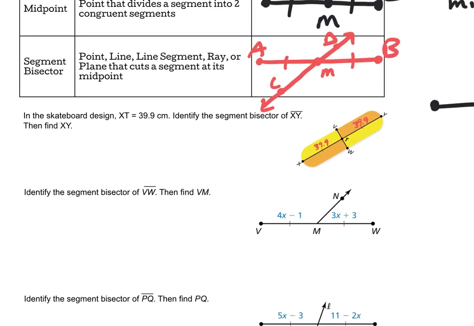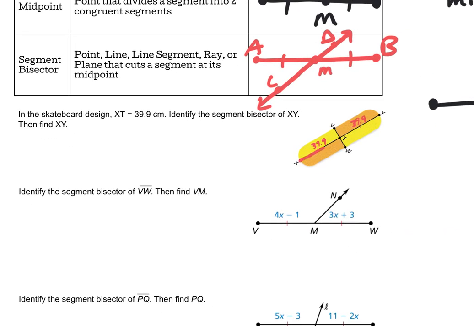Okay, and so XY over here is that whole segment. Well, what would I need to do to find that whole segment? Add them up. Yep. So we could either go 39.9 plus 39.9, or we could just do 39.9 times 2. Either way, that would be 79.8. And because this was centimeters, then this would also be centimeters.